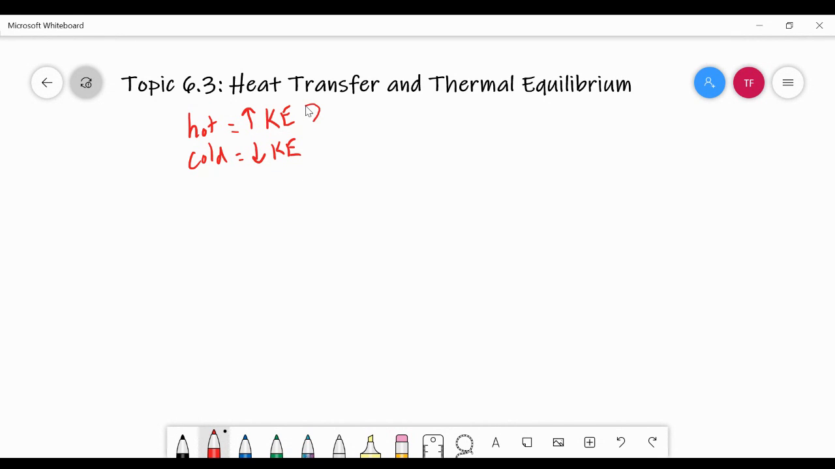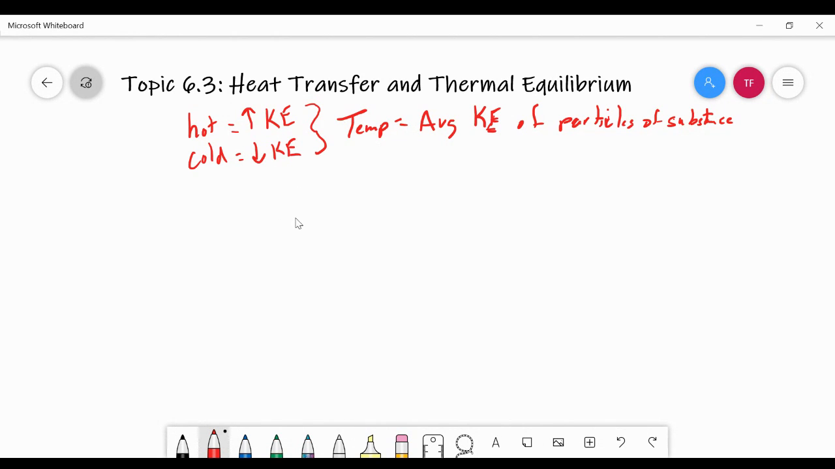And this has to do with the definition of temperature. If you recall, temperature is equal to the average kinetic energy of the particles of a substance. So some particles will be moving faster, some will be moving slower in a substance, but the average kinetic energy is what we define as temperature. So something that's hot will have a higher temperature, something that's cold will have a lower temperature because of higher kinetic energy versus lower kinetic energy.